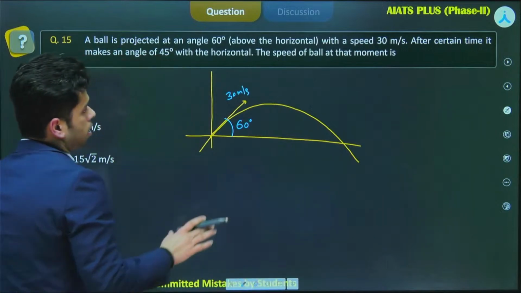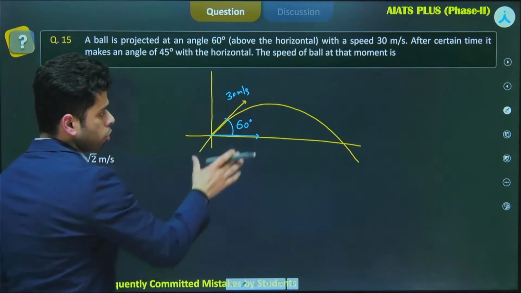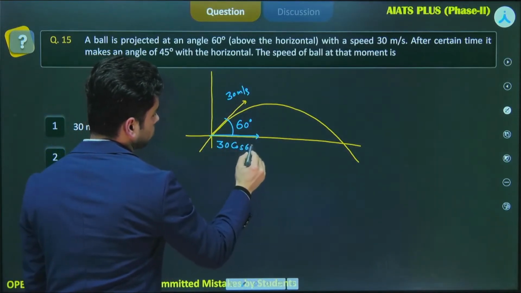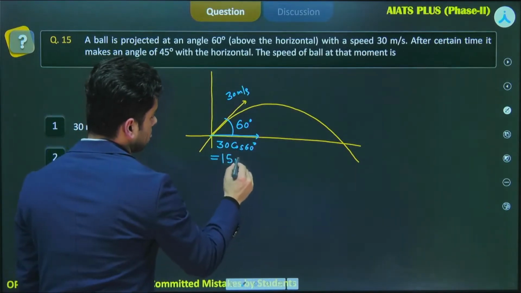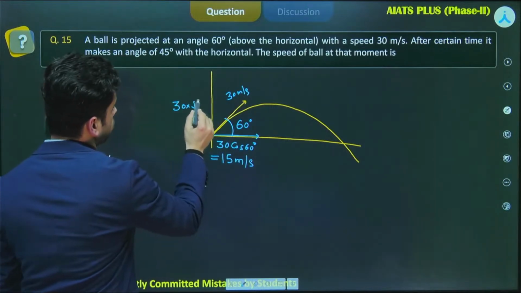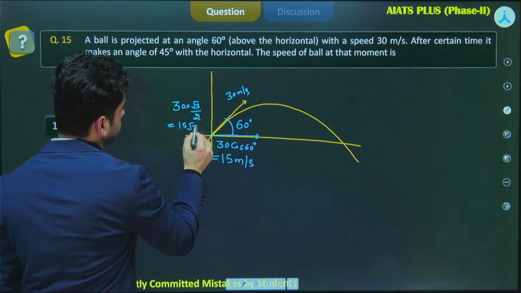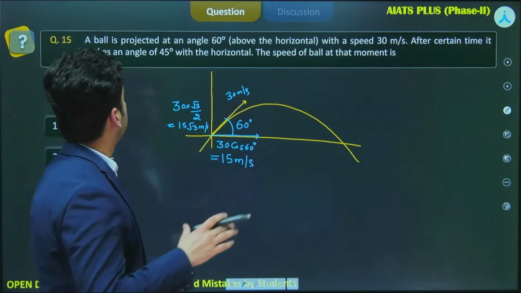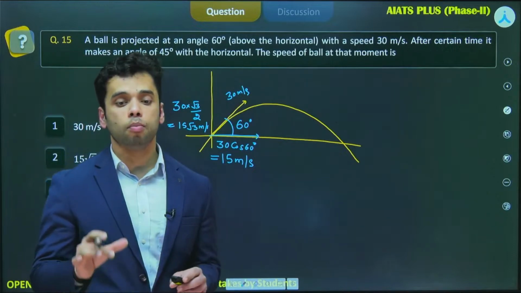Now, dear students, we all know that the horizontal component of initial velocity will be equal to 30 cos 60 degree, which should be equal to 15 meter per second. And the vertical component will be equal to 30 sine 60, that is 30 root 3 by 2, that is 15 root 3 meter per second. Now we need to find, at certain time it makes an angle 45 degree with horizontal, the speed of the ball. We need to find the speed of the ball at that moment.